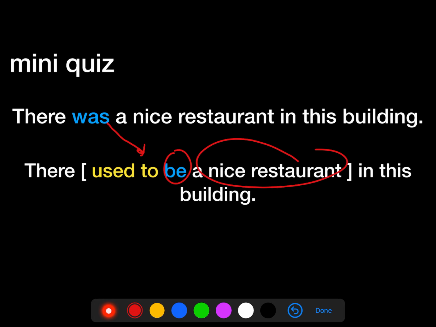There used to be a nice restaurant. One more time. There used to be a nice restaurant in this building. So that restaurant was in this building, but after a few years, I don't know, it disappeared. So there used to be a nice restaurant in this building, but I cannot go there anymore since it's closed.